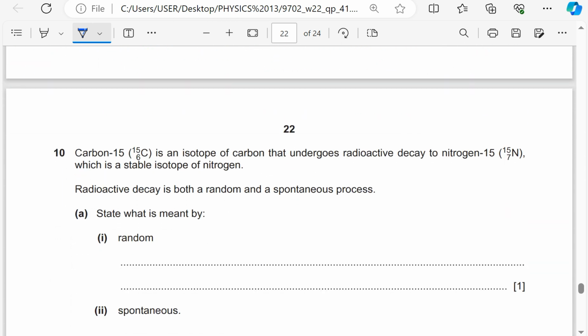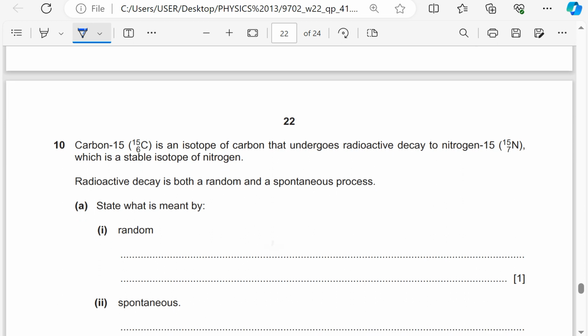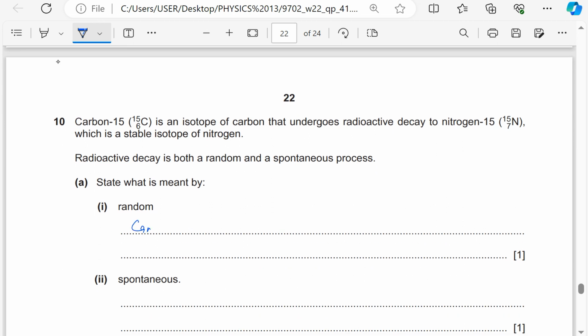The last question, I think this is nuclear physics. State what is meant by random. Of course, random means we cannot predict which nucleus in a given sample will decay next.